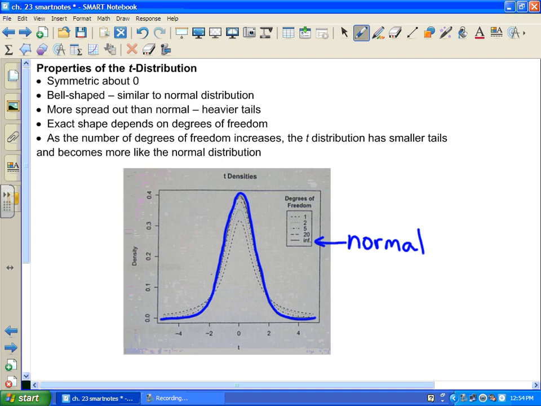So again, there's more in the tails. Do you see how that's thicker for the highest line, which is the lowest degrees of freedom? So there's more data in the tails when there's less degrees of freedom. Have you explained what degrees of freedom is?